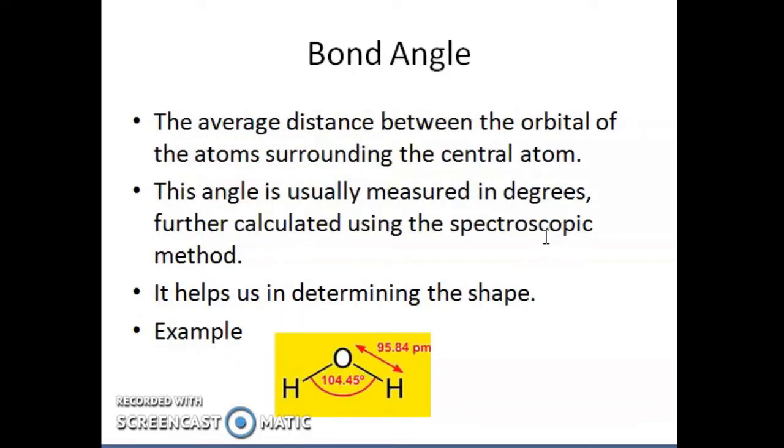The second parameter is the bond angle, which is nothing but the average angle between the orbitals of the atoms that surround the central atom. The bond angle is measured in degrees, and that is calculated using the spectroscopic method. And also the bond angles help in determining the shape of the given compound. For example, H2O. The bond angle of H2O is 104.45 degrees.